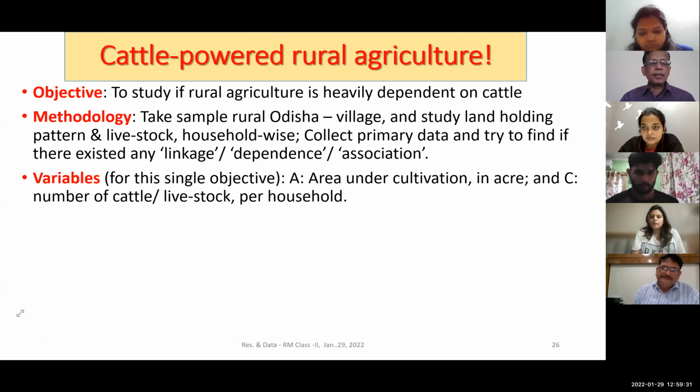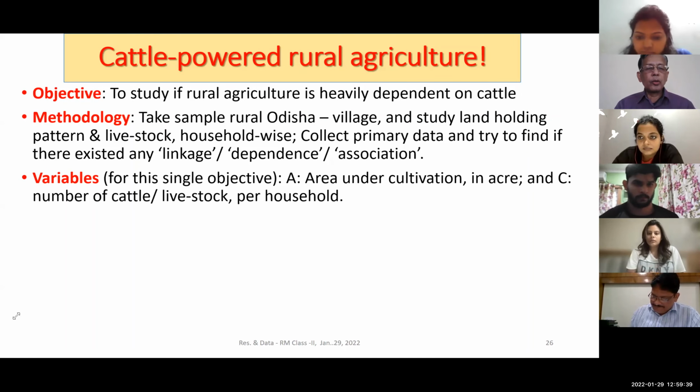I think I designed my first question. How much of land you are cultivating? How much of land, which type of crops you are cultivating, because there are some crops where we need cattle. Hold on. Let us go slow so that others can enjoy. Yes, sir. How much of land you are cultivating?